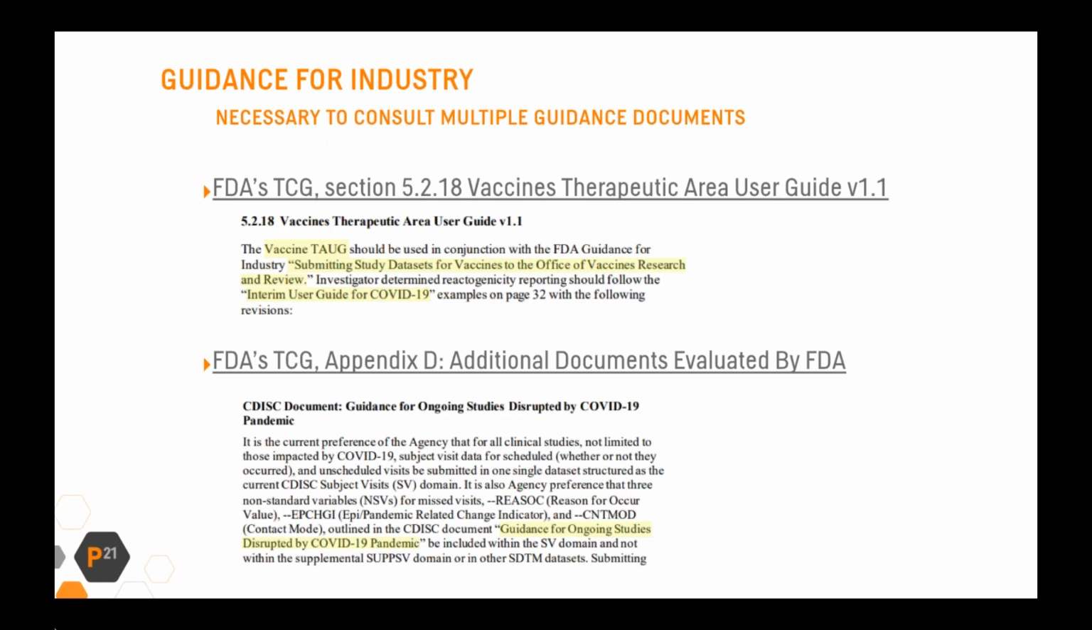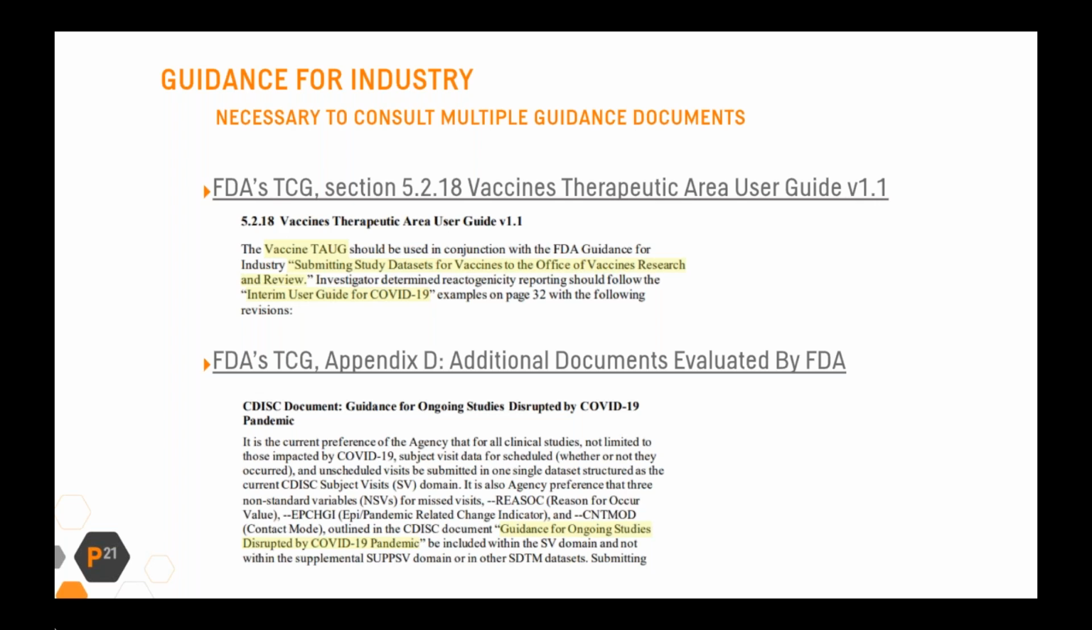And then this slide just shows you that even looking at FDA guidance, it's very clear that you need to be aware of the different regulatory guidance and CDISC guidance. You need to use them in conjunction with each other. Like this first passage I have posted here for the vaccines therapeutic area user guide. This is from the FDA's technical conformance guide. It says that you should use the vaccine TAUG in addition with CBER's OVRR technical guidance and also the interim user guide for COVID-19.